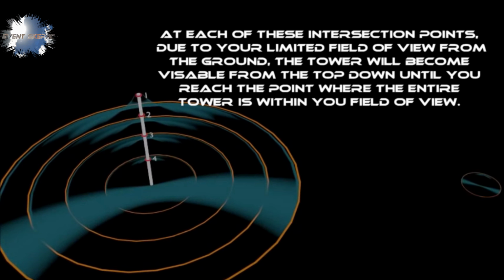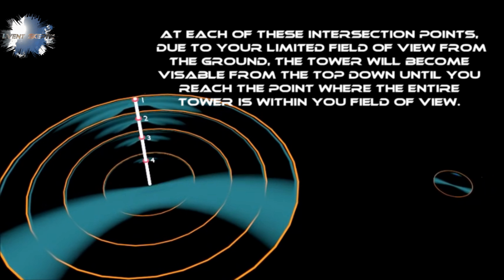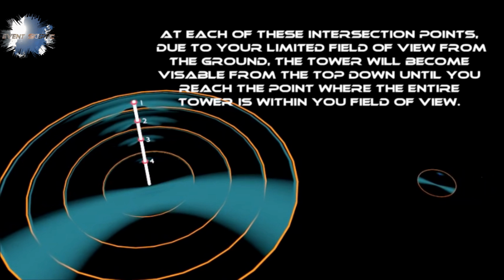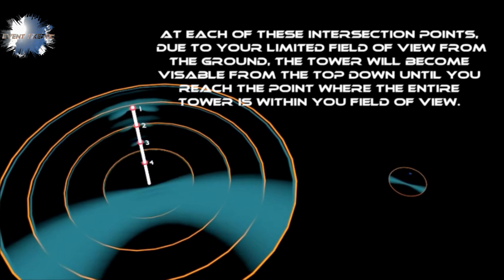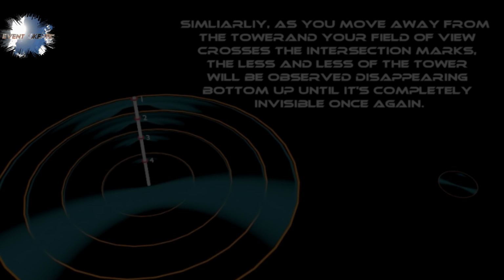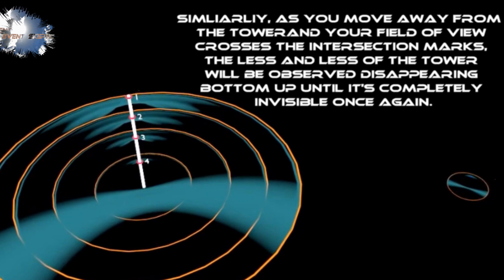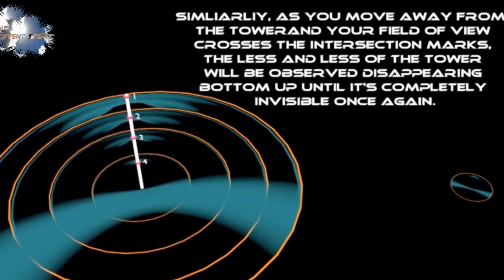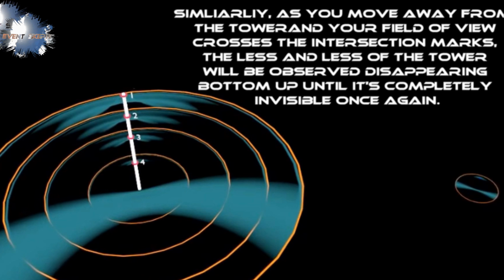At each of these intersection points, due to your limited field of view from the ground, the tower will become visible from the top down until you reach the point where the entire tower is within your field of view. Similarly, as you move away from the tower and your field of view crosses the intersection marks, less and less of the tower will be observed, disappearing from the bottom up until it's completely invisible once again.